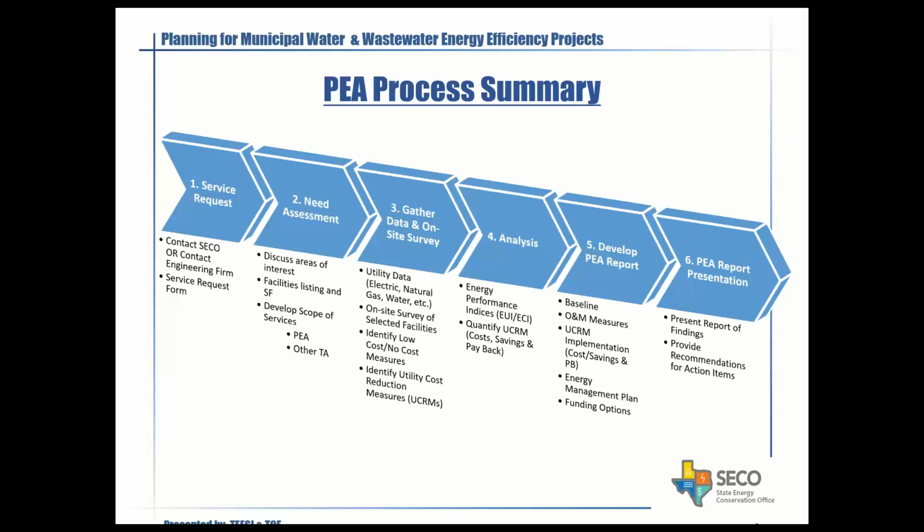And then at the sixth stage, or step 6, the PEA report presentation, we will present the report of findings and provide recommendations for action items. So usually this takes anywhere from 30 to 90 days. It depends on how soon the site visits and data, especially the utility data, could be received. So overall, this is the process of PEA, in which you get a pretty good engineering report that outlines the potential of the projects.